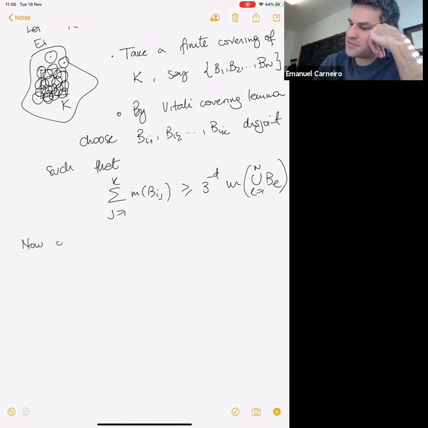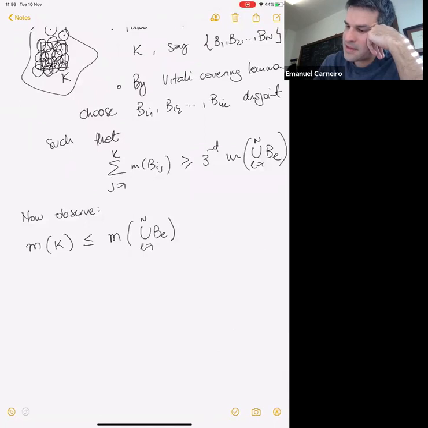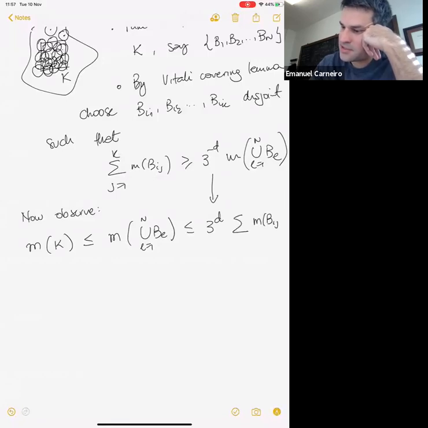Now observe the following. The measure of K certainly loses to the measure of the union of BLs, because the BLs covered K. Now I use this inequality right here. The measure of the union of BLs loses to 3 to the D times the sum of the measures of Bij's, j from 1 to k.